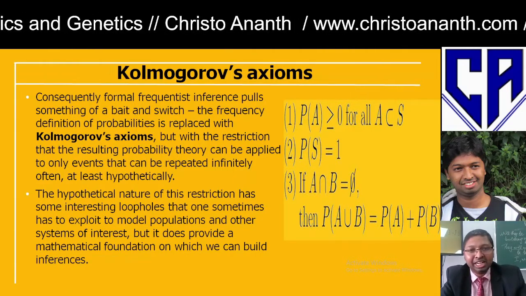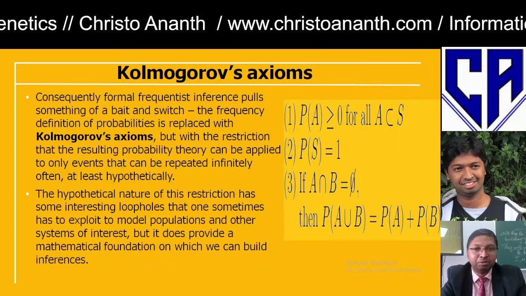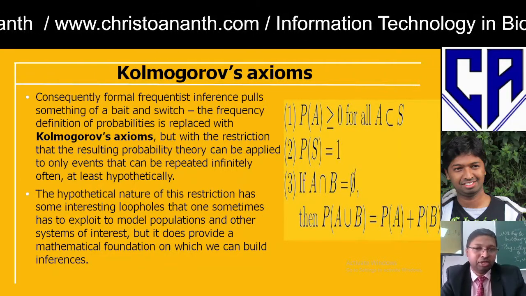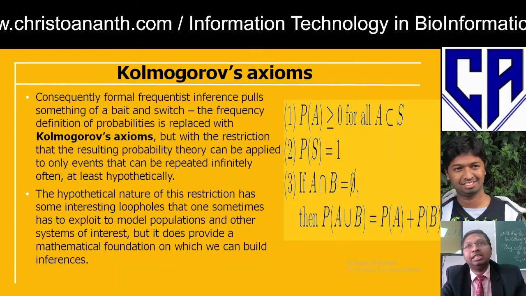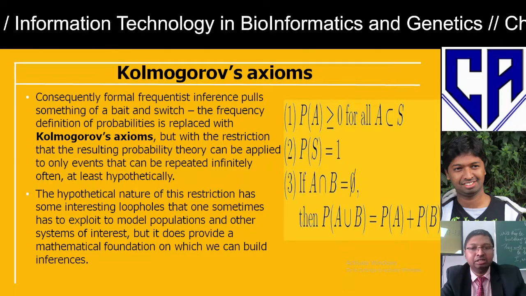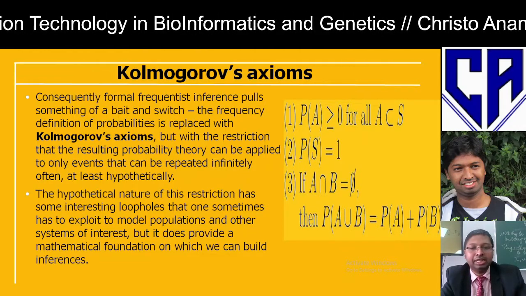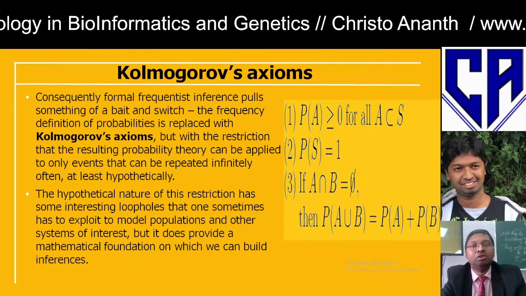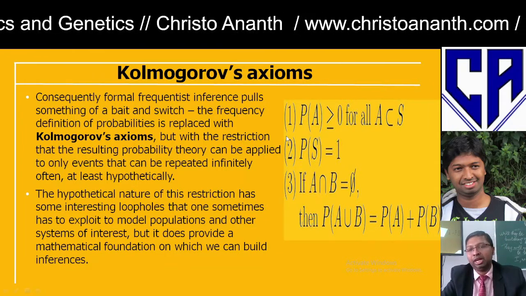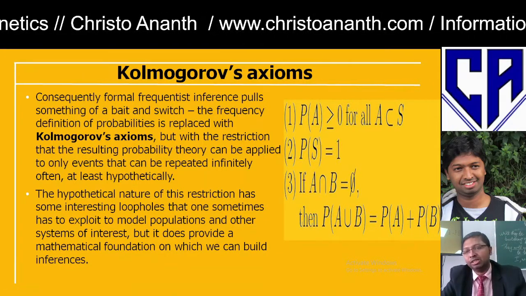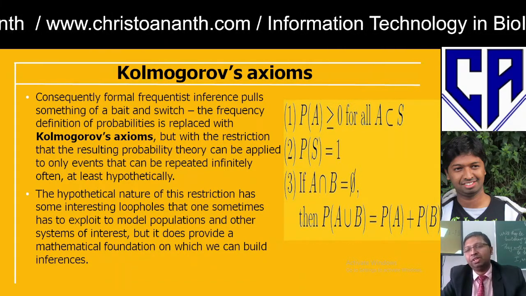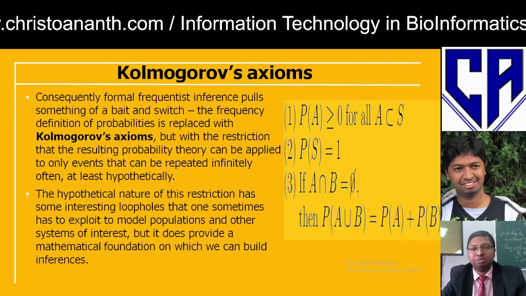So we would be analyzing the restriction of this resulting probability theory. It can be applied to events which are repeated infinitely, or at least hypothetically. We would analyze the restriction with the case of the loopholes, that it provides a mathematical foundation for the inferences. So we can summarize: probability of A greater than or equal to 0, probability of S equal to 1, and if A intersection B is equal to phi, then P of A union B is equal to P of A plus P of B.